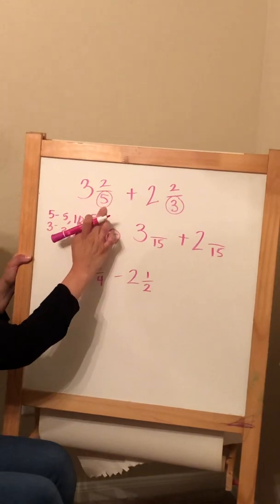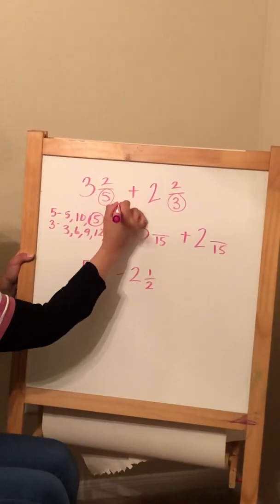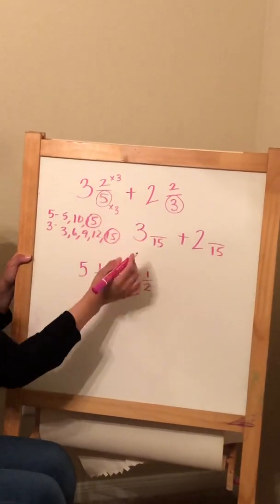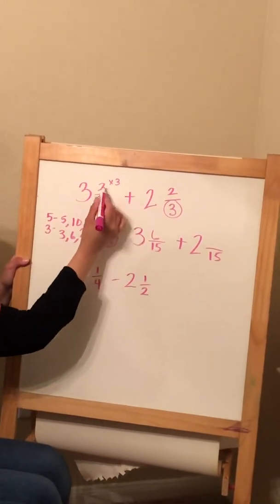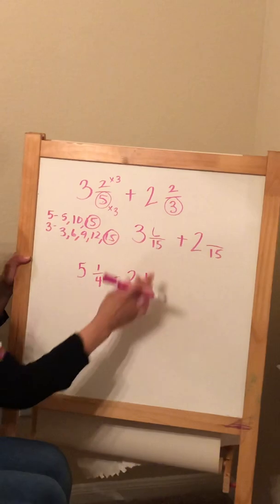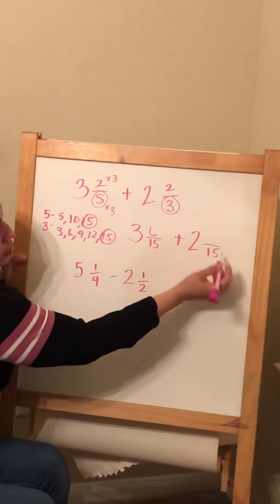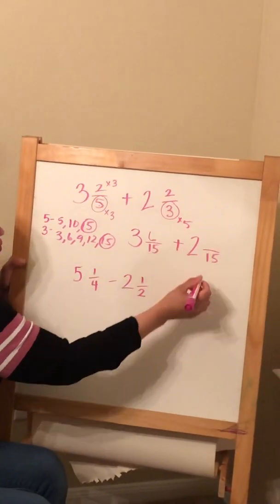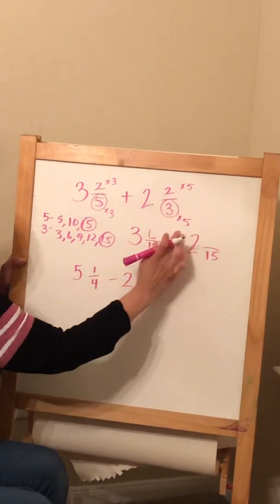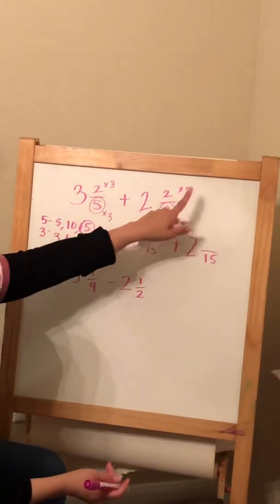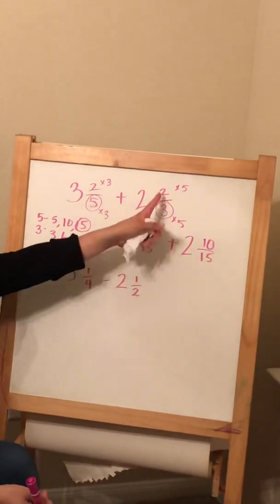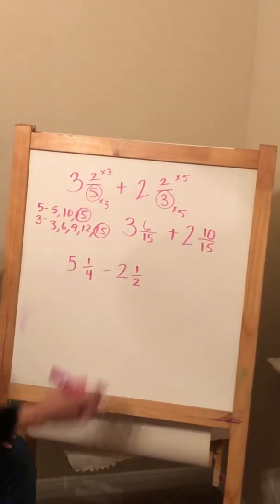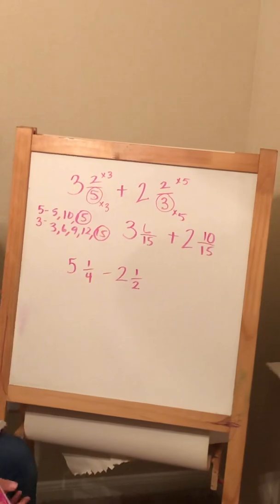So how do we get from 5 to 15? You multiply by 3. And then 2 times 3, 6. So 6/15 is equal to 2/5. Now you go 3 to 15, you're going to multiply by 5. Whatever you do to the bottom, you do to the top. 2 times 5 is 10. So 10/15 is equal to 2/3. And now you've got a friendly situation.